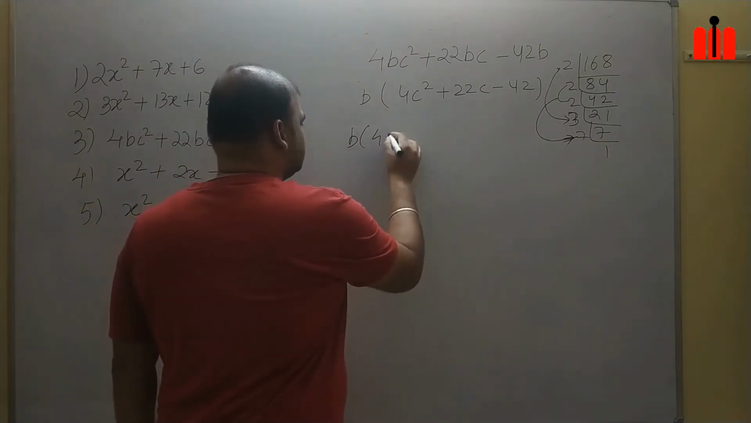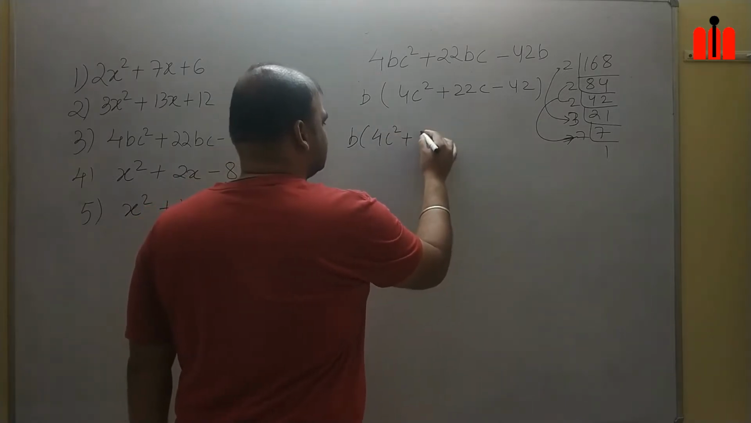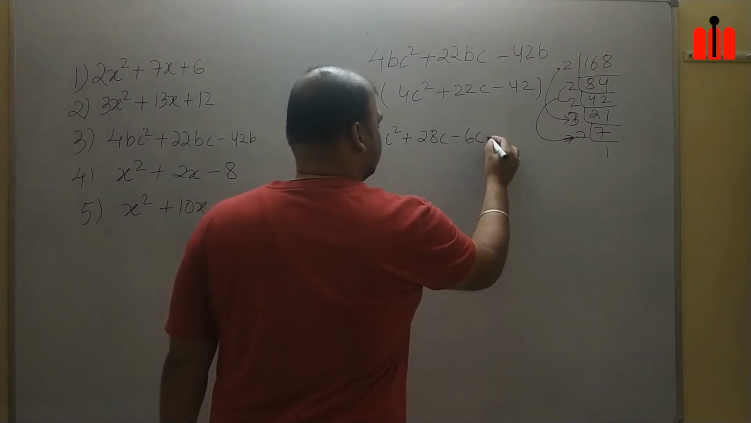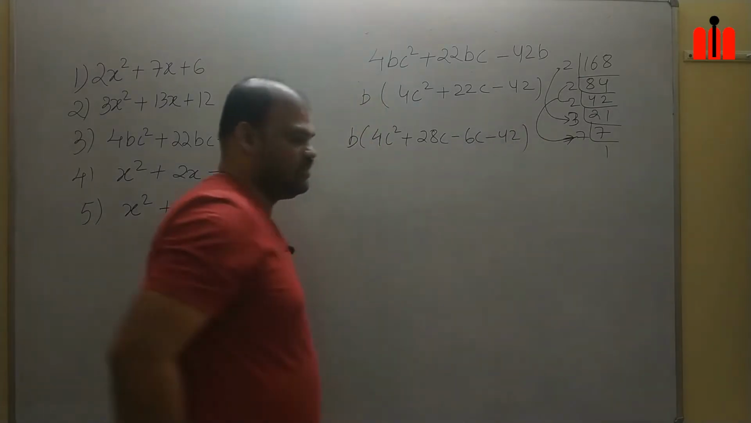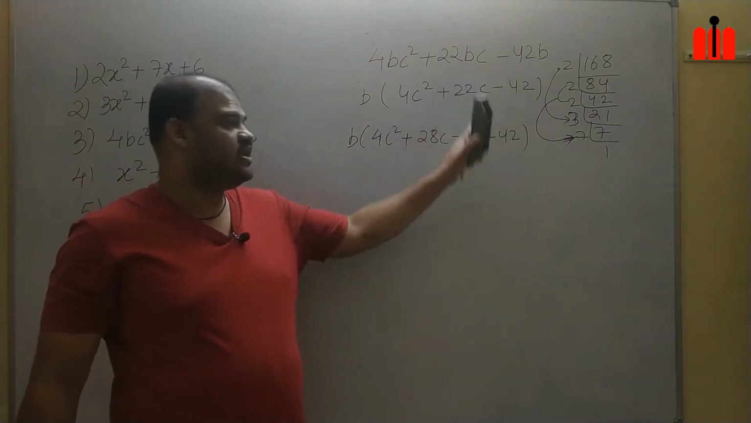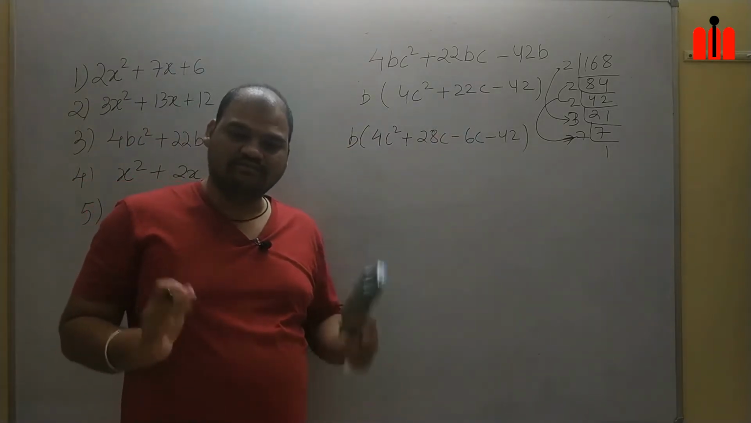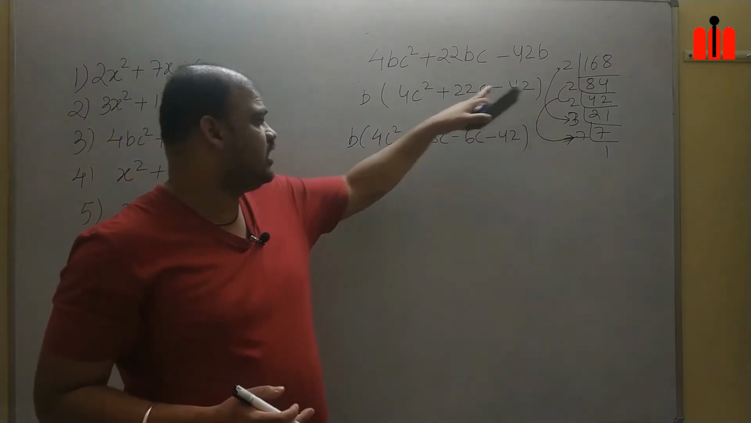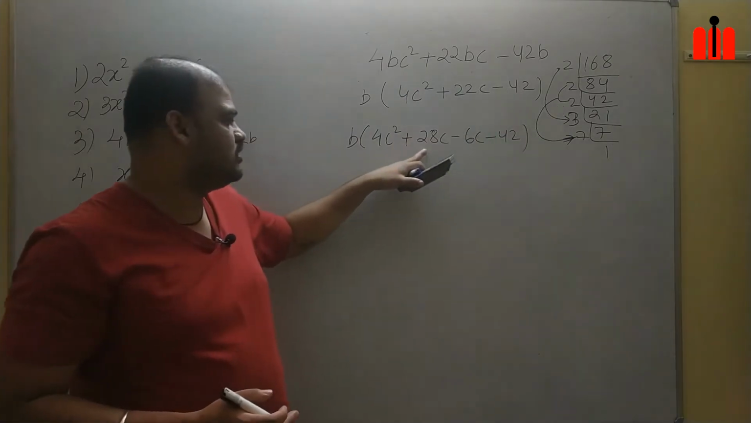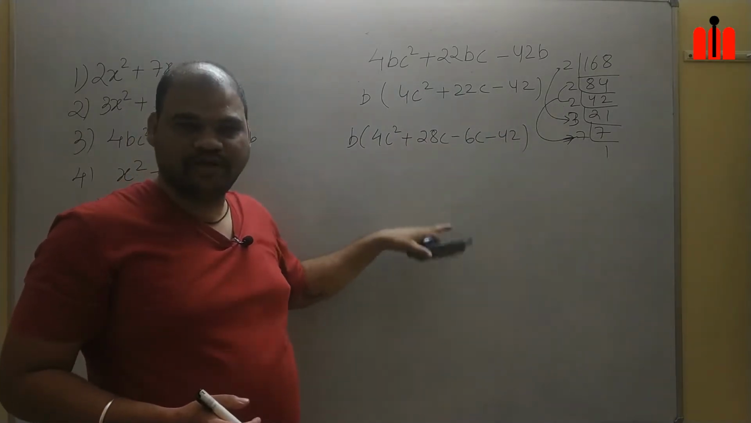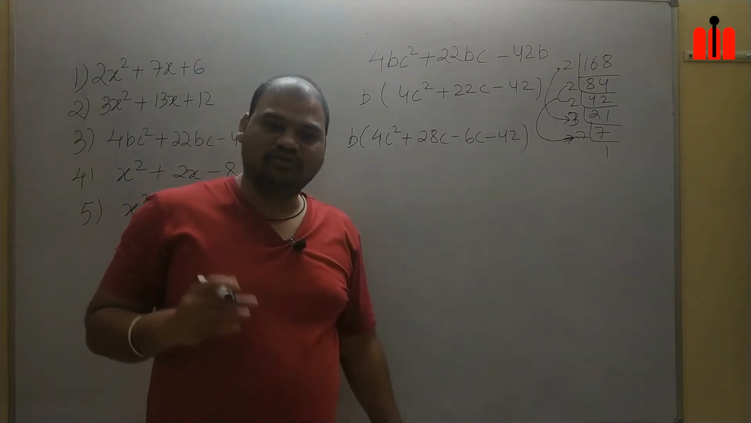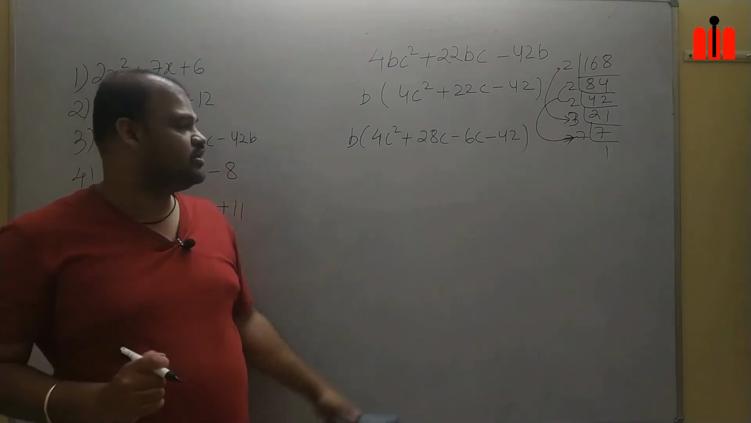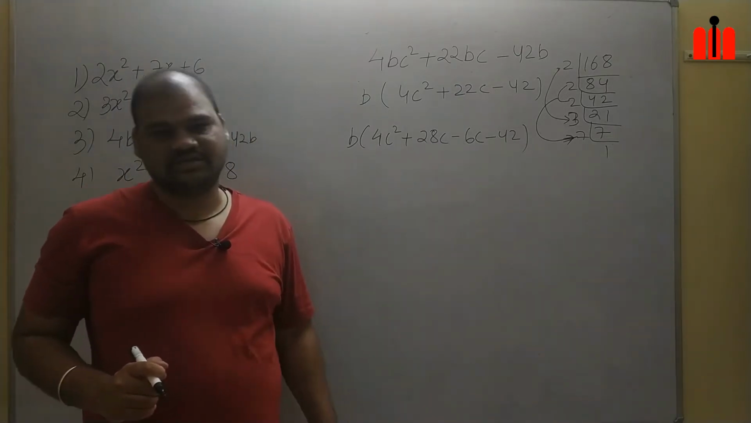4c square plus 28c minus 6c minus 42. Okay, how did we figure out that 22 is not the sum but the subtraction of the two numbers? Because here the product is negative, right? So the product from the splitting of the middle term should also be negative. So one should be positive and one should be negative. That means here subtraction is going to happen, not addition. So it will be 28 minus 6.